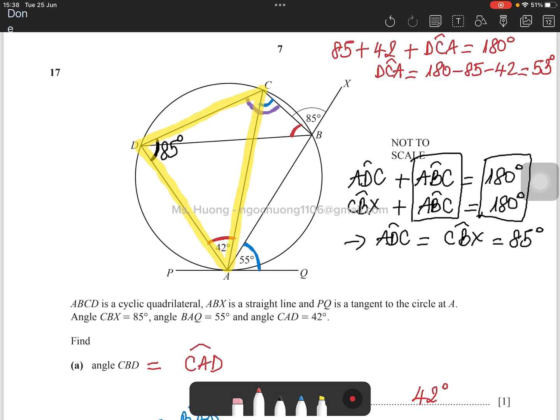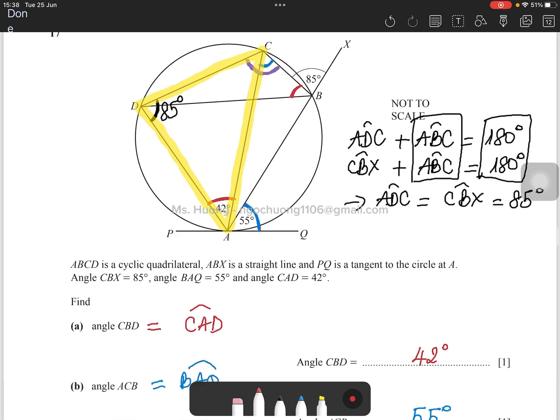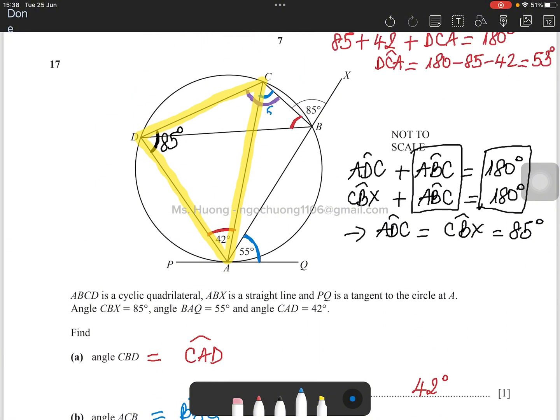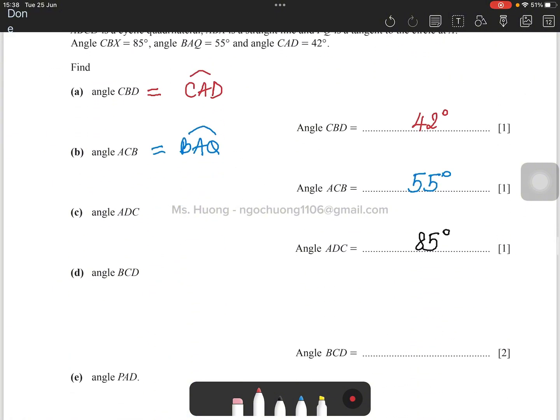53 degrees. And then we also know that the blue angle ACB is 55 degrees. And ACD is 53 degrees. So we add these two together. BCD equals 53 plus 55 equals 108 degrees. So the answer is 108 degrees.